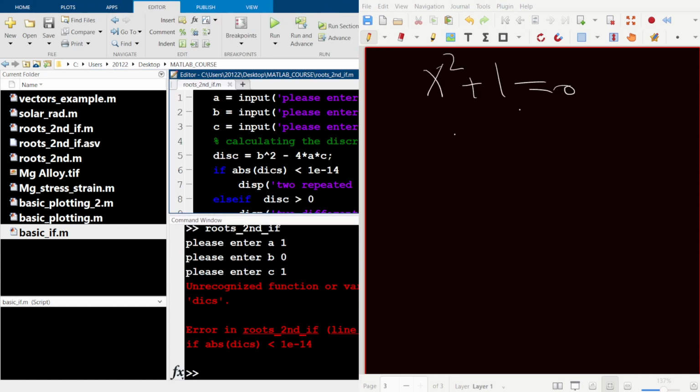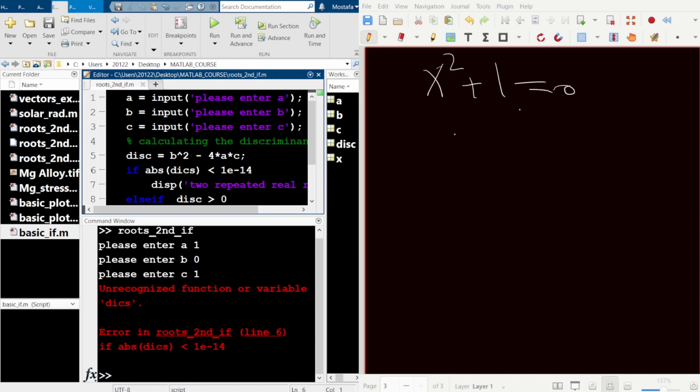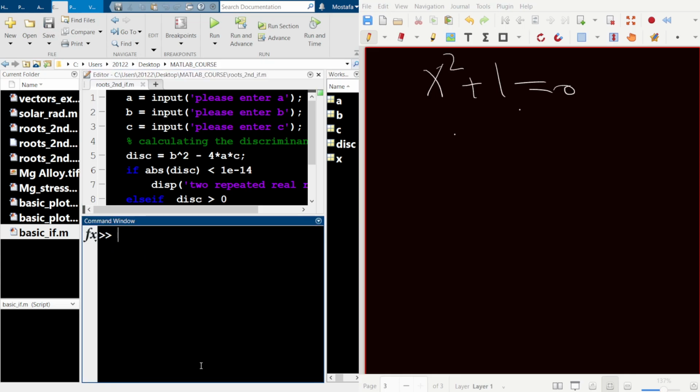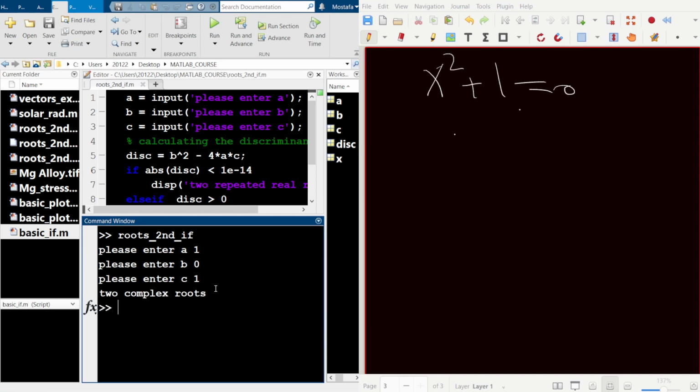Oh, we made a mistake. It says this has to be disc. Sorry, we should have corrected this. Good that we made this mistake. So let's run again. 1, 0, and 1. And yes, two complex roots.